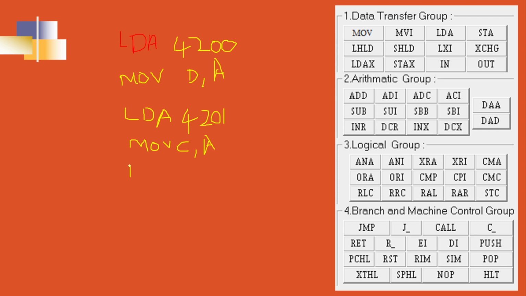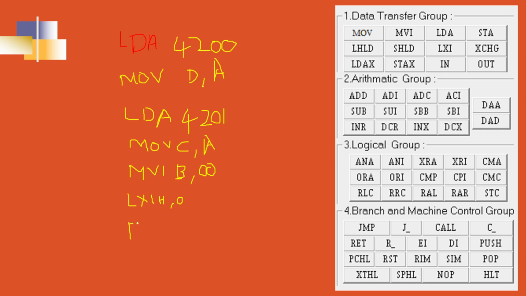Now we have to clear the B register, MVI B comma 00. So now we have to clear the HL pair also, LXI H comma 0. Now we have cleared everything. The D register is initialized with the count, the C register and BC pair hold one of the inputs, and the D register is the count.